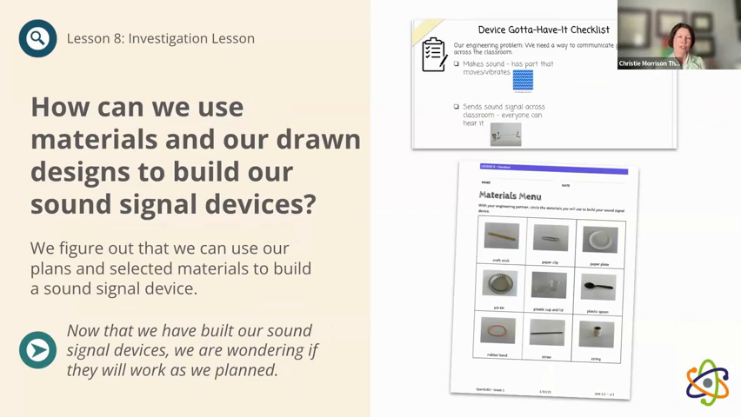We select our materials using a materials menu, and we work with our engineering partners to use our drawn designs to build our sound signal devices. We continue to refer to our Device Gotta Have It checklist to guide our engineering. This helps us ensure that we use materials that vibrate to make sound. And then we reflect on our engineering and take a gallery tour to notice and consider our peers' examples of sound signal devices.